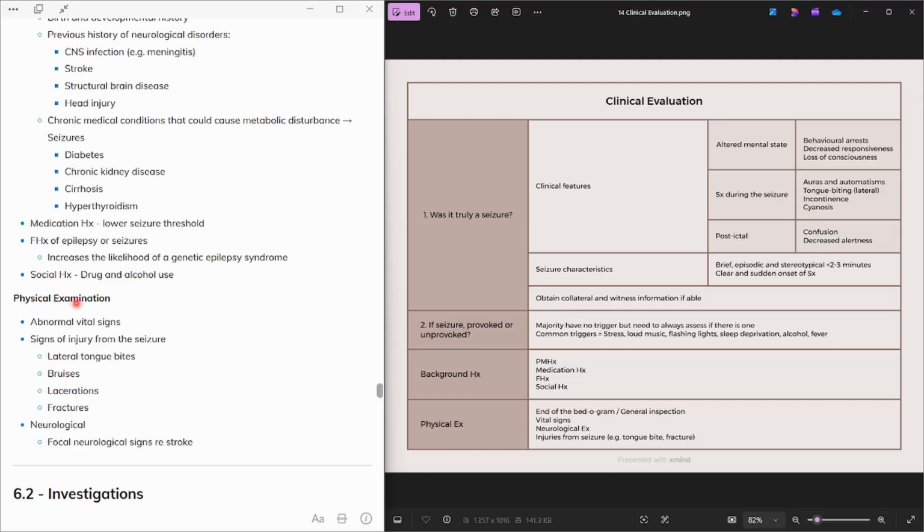For the physical exam, we want to have a general inspection as to how the patient looks, whether they are well or unwell. We want to look at their vital signs and perform a neurological examination to identify mainly any focal signs that might indicate a stroke, because that is a medical emergency. And we also want to assess for any signs of injury from the seizure, such as any lateral tongue bites, any bruises, any lacerations, and any fractures.